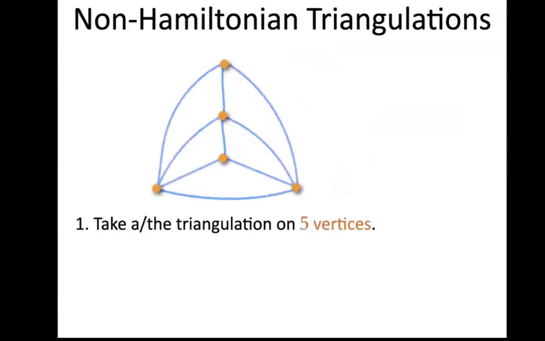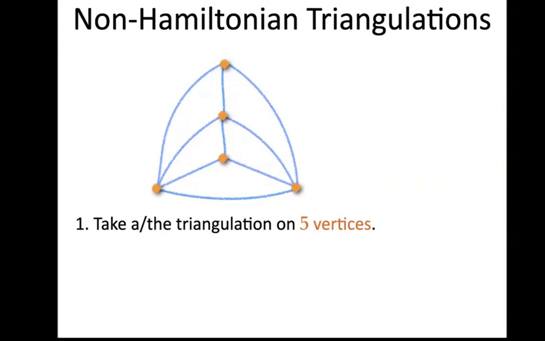So let's see. First of all, we know that if we want to insist on having biarcs, we need a non-Hamiltonian graph to begin with. So what do non-Hamiltonian maximal planar graphs look like? And this is the smallest one you can build.